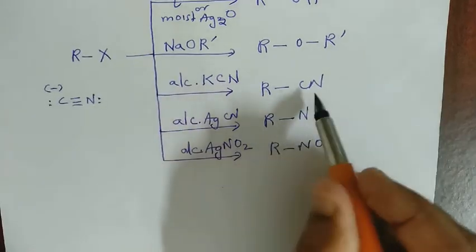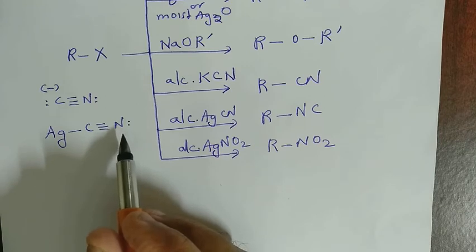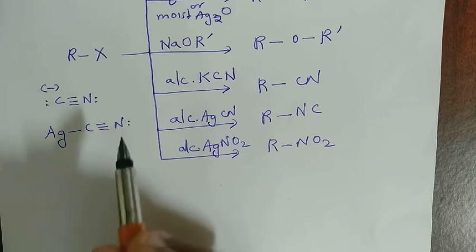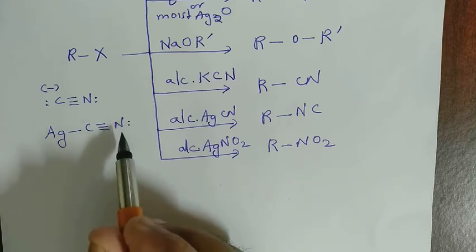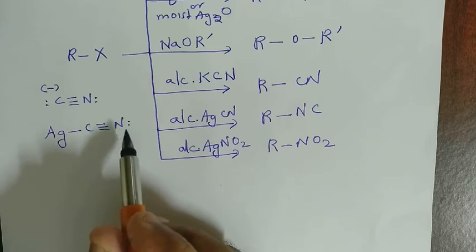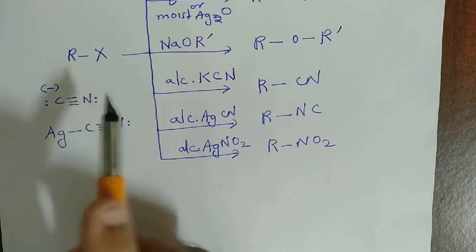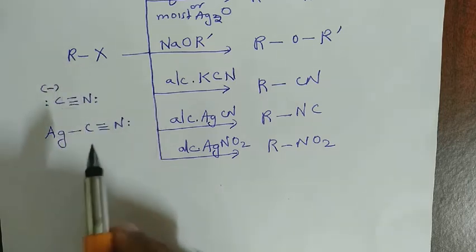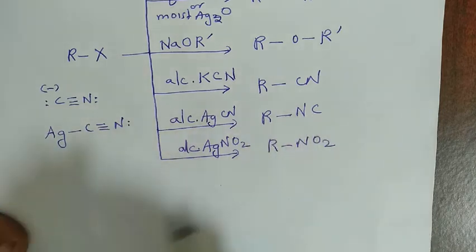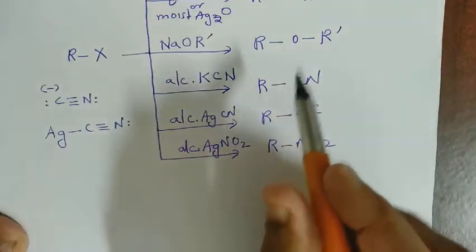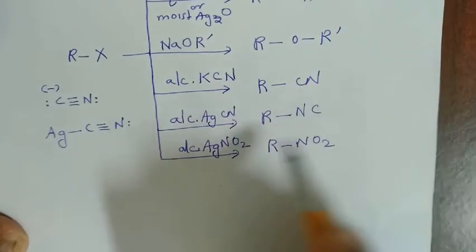Hence the product is a cyanide. In the case of silver cyanide, it does not undergo dissociation to any appreciable amount. Therefore, the nitrogen atom of silver cyanide is a donor atom. Silver cyanide itself is a nucleophile. During the reaction, the nitrogen atom is used to make a bond with the carbon atom of the alkyl halide. The result is the formation of an isocyanide or a carbylamine. Hence, alkyl halides can be converted into other types of organic compounds.